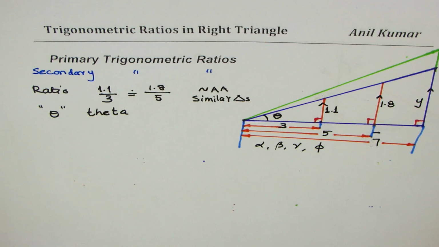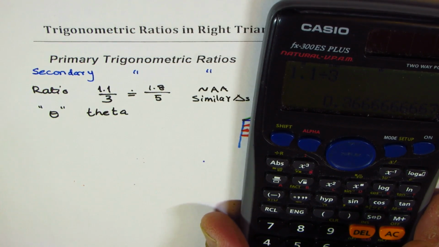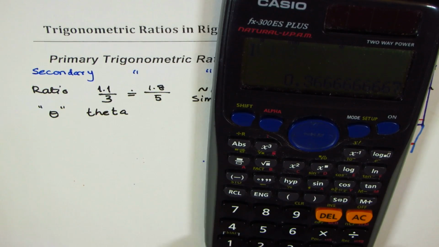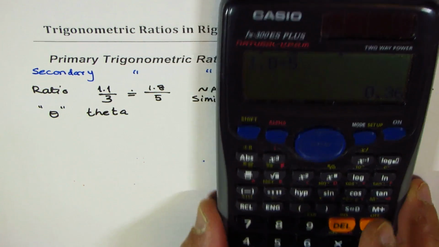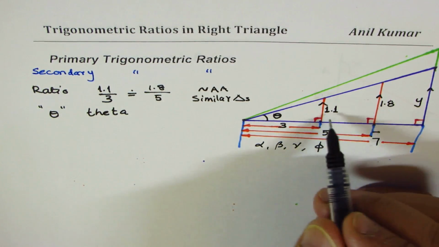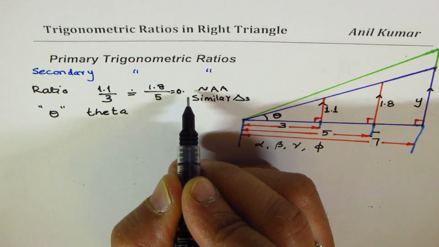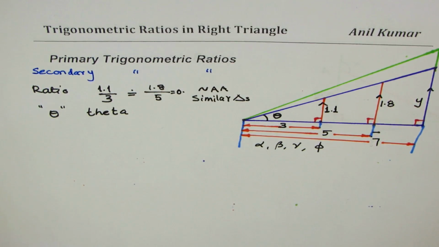Now, let's verify if these ratios are same or not. 1.1 divided by 3 is approximately equal to 0.366, and 1.8 divided by 5 is approximately equal to 0.36, right? So they're kind of similar. Because I rounded them, we find that this is 0.36, right?